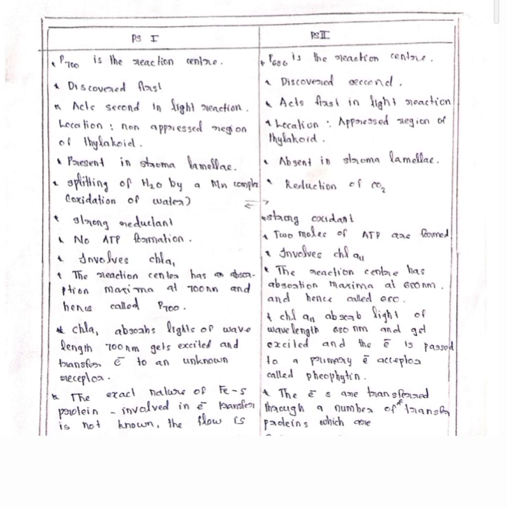PS2 splits H2O by the manganese complex, oxidation of water. PS1 reduces carbon dioxide. PS1 is a strong reductant and PS2 is a strong oxidant. In PS1 there is no ATP formation, while in PS2, 2 moles of ATP are formed. In PS1 the reaction center has an absorption maximum at 700 nanometer and hence is called P700. In PS2 the reaction center has an absorption maximum at 680 nanometer and hence is called P680. This is all about my topic, chlorophyll, photosystem 1 and photosystem 2.